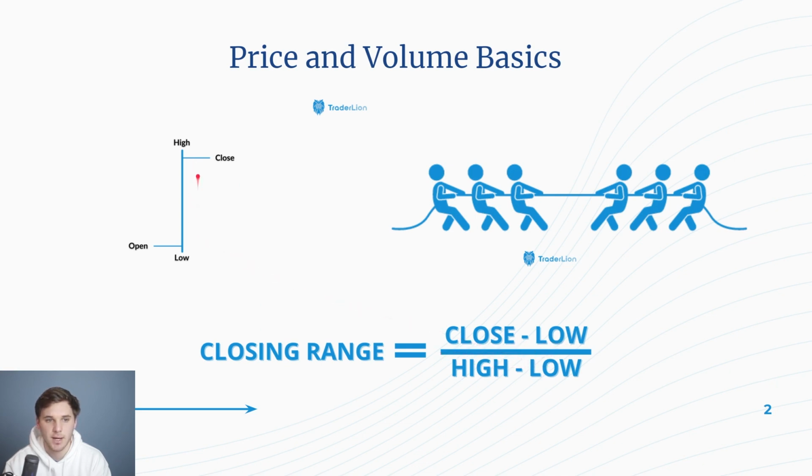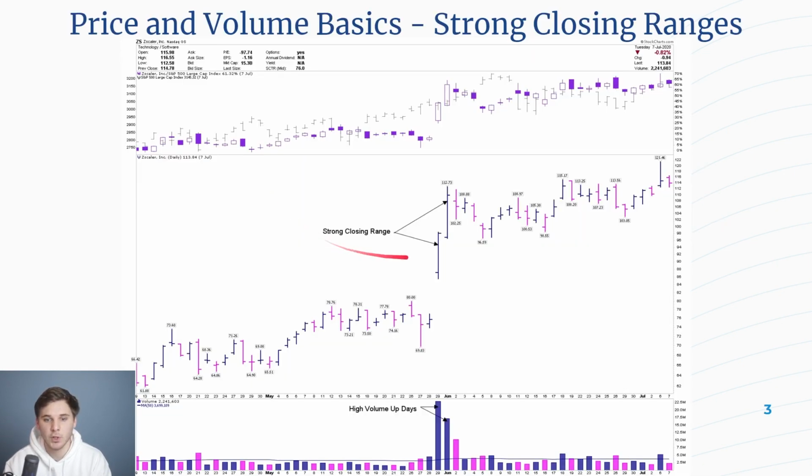So basically this area divided by this area, which is the range from the high of the day to the low of the day. And I view each of these bars as basically a match of tug of war between the buyers and the sellers. So the buyers are trying to pull this close up towards the high, and the sellers are trying to pull it back down towards the low. And where this close is, the closing range, represents which was stronger on that day, the buyers or the sellers.